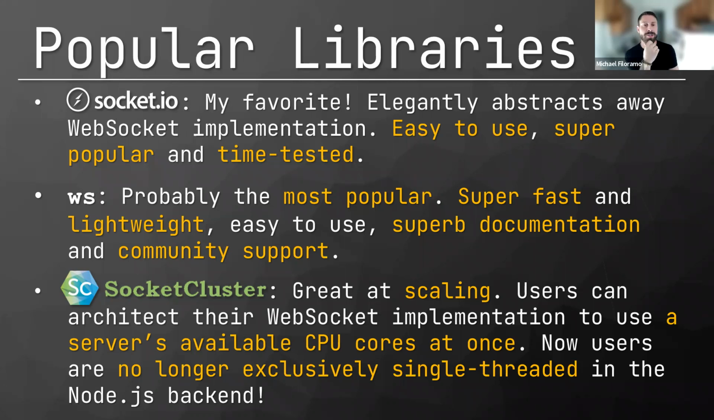And then SocketCluster is interesting. I haven't actually used it, but I've read that it's great at scaling. And what sticks out to me about it the most is its ability to build multi-process real-time servers that use all of the server's available CPU cores at once. And this is cool because it allows the backend to avoid running Node.js exclusively as a single-threaded environment, which would be a nightmare at those scales.